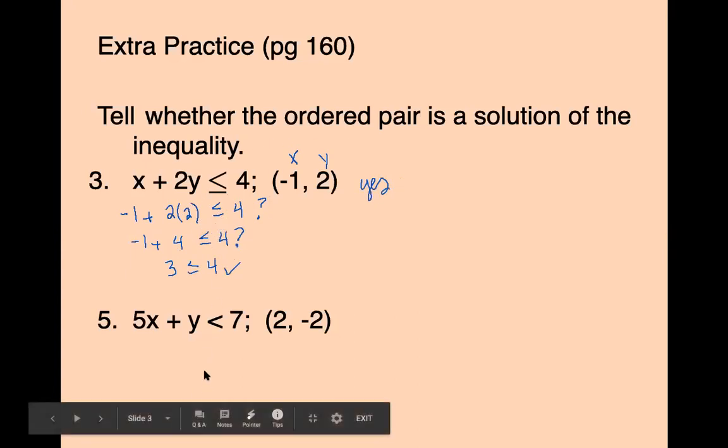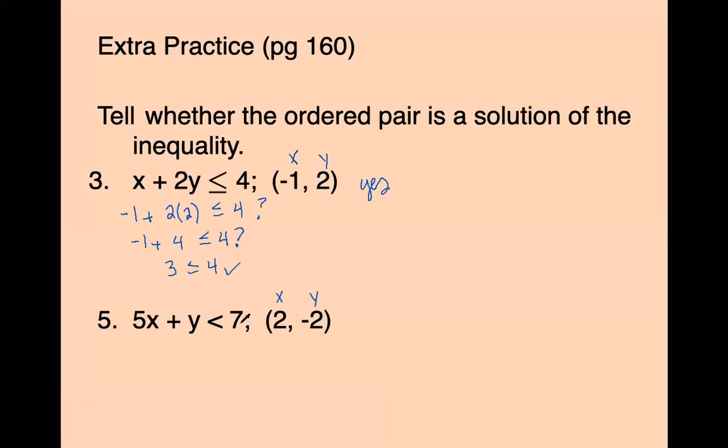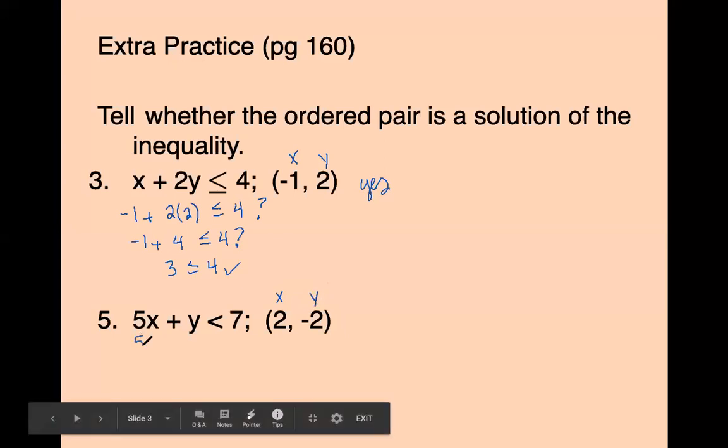All right, let's try another one. This time we have 2 for x and -2 for y. So the question is, 5 times 2 plus a -2, right? That's going in for y. Is that less than 7? That's what I want to check.